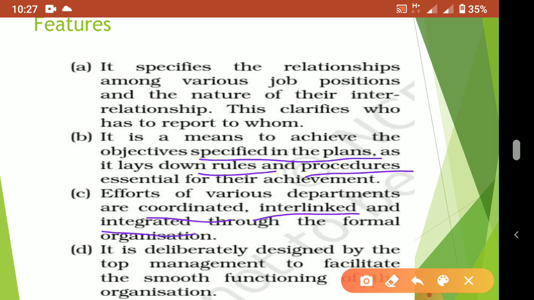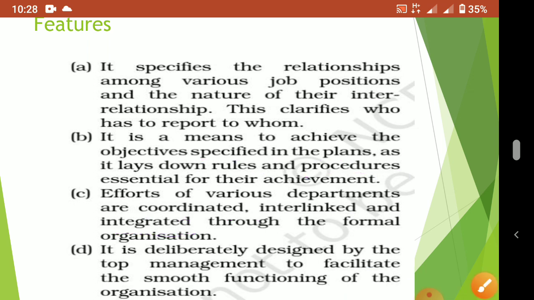When you form a formal organization structure, who is the superior, under that superior who are the subordinates, under those subordinates who are the other subordinates, like that when you place people here and there, it will create a structure from top to bottom. That is called what? Organization structure. So in a formal organization structure, you can see this interrelationship, or the connection between the people, and all the works are coordinated. Then it is deliberately designed by the top management to facilitate the smooth functioning of the organization.